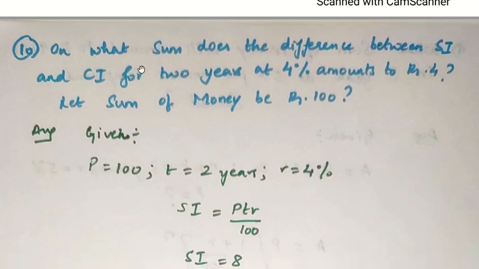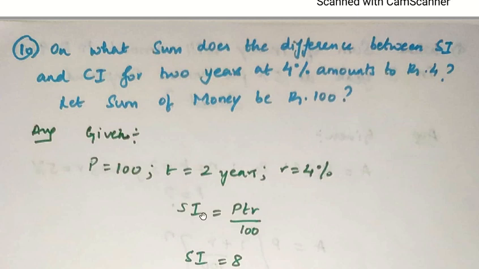So our next question: on what sum does the difference between simple interest and compound interest for 2 years at 4% amount to rupees 4? Let the sum of money be rupees 100. So we assume the principal amount, that is the sum of money, to be 100. So time is equal to 2 years. They have given that in the question. Rate of interest is 4%.